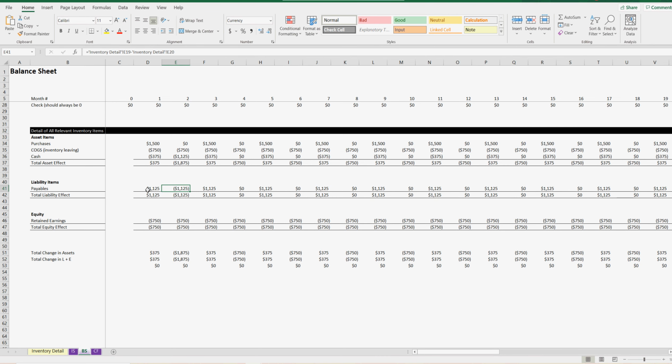Let's see. So payables is rising here, matched with inventory rising. This is balancing out with the cash. Month two, we're now paying that cash back, so we've lowered cash by 1125, and we've lowered liabilities back down. So total asset effect, that liability effect. These are the two assets and liabilities that are going to change. There's no effect on equity here.